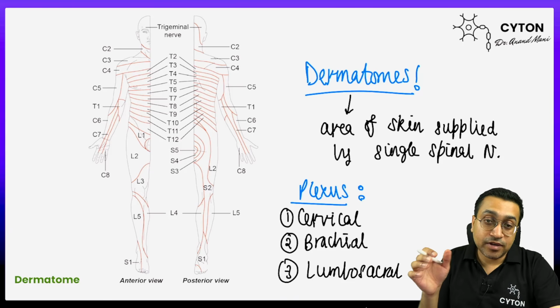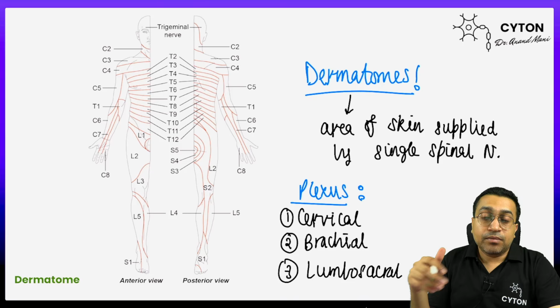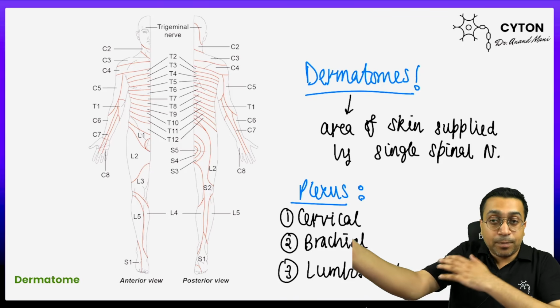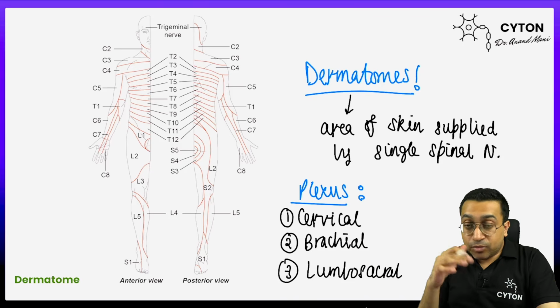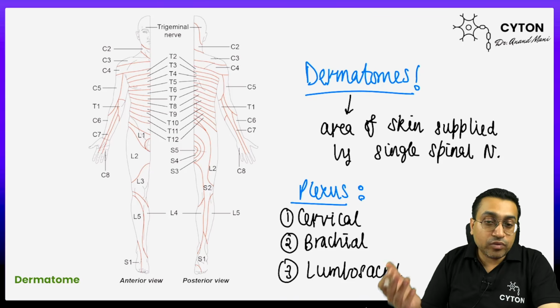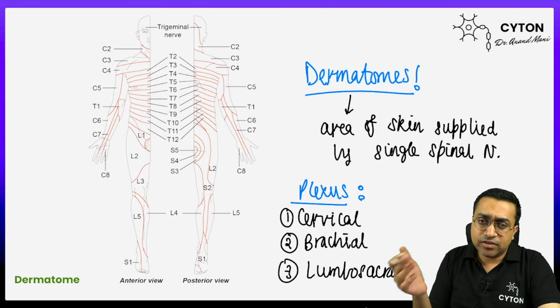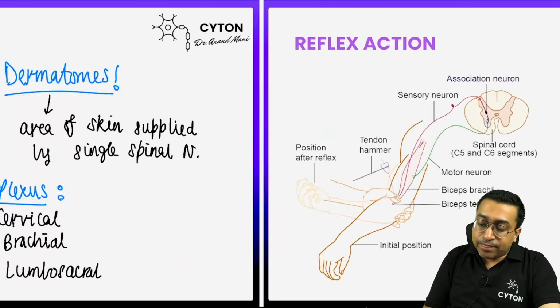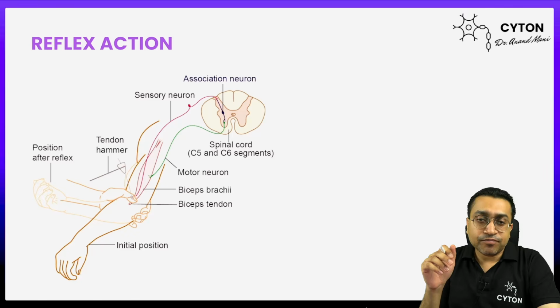Cervical plexus, it innervates the head and neck. Brachial plexus, it innervates the upper limb. Lumbosacral plexus, it innervates the lower limb. Okay, so that is how you will understand, and the root values are different. We will study them in detail, region to region wise, in the regional anatomy. So nothing to worry. Then you have the reflex action.